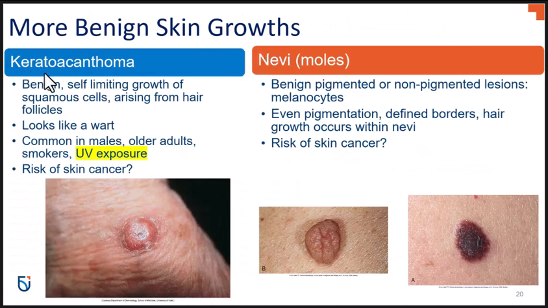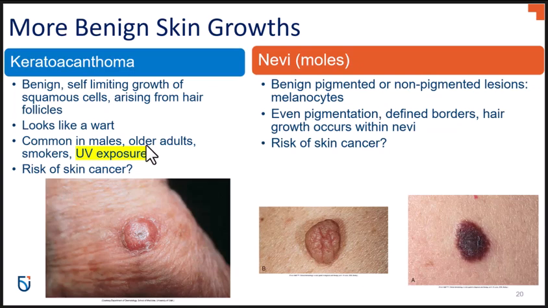Next up is a few more growths on the skin, including keratoacanthoma and nevi, also known as moles. Keratoacanthoma are considered benign and self-limiting. Self-limiting meaning that if you look at its natural history, it is likely to resolve on its own without treatment. So it's growth of squamous cells, the flat cells that are part of the skin, arising from hair follicles. It can look like a wart in those that are affected with it.